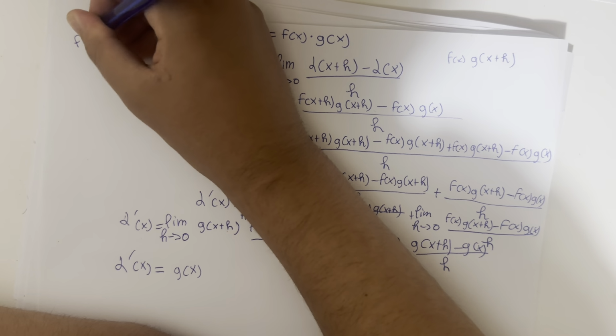And then to that we're going to add the limit as h goes to 0 of f of x. That's simply going to be f of x, since there is no h. And then we have that multiplied by the limit as h goes to 0 of g of x plus h minus g of x divided by h. Again, this is simply g prime of x.